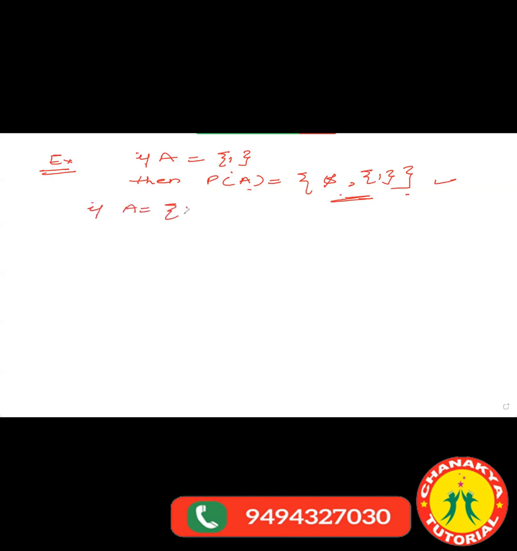Now take one more. If A is equal to {1, 2}, then in your power set, first of all, the empty set would be there. Then write both the elements like this, and their combined set. Clear? Because {1} is a subset of A, {2} is a subset of A, and {1, 2} is an element of the power set. Clear, children? Understood how you will write this power set?